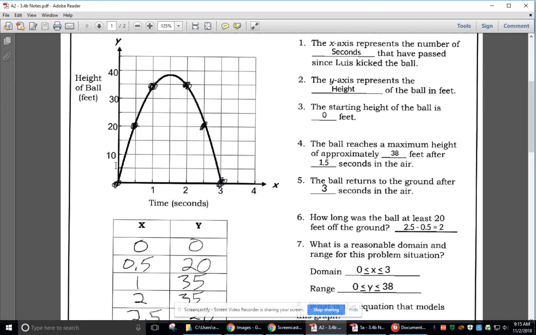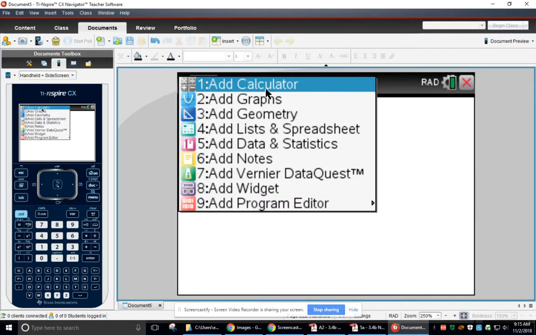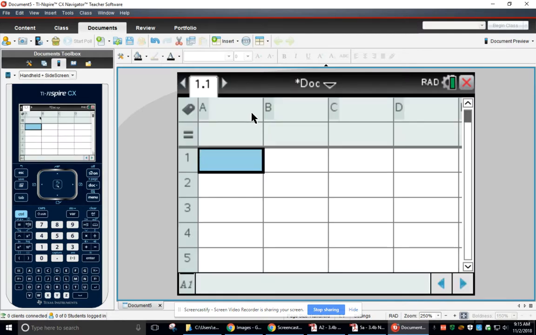So it's going to look like this. All right, so I have everything. I drew my dots on there, and then I made my table. Okay, so once you make your table, then you need to go to your calculator. So what you're going to want to do is add a list and spreadsheet. Okay, you're going to want to title it. Most people just title it X and Y. Okay, so you could do X here and then Y there, and then type in all your data.